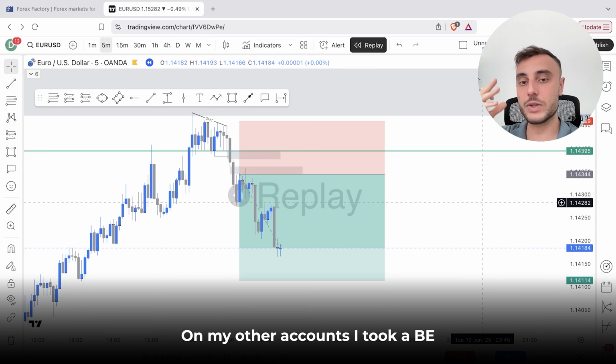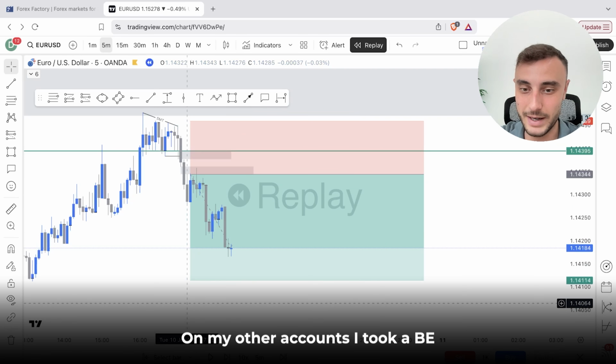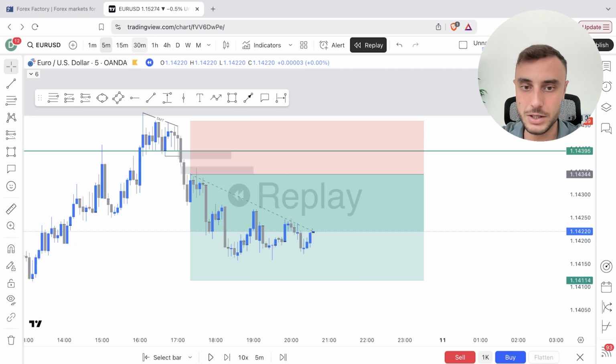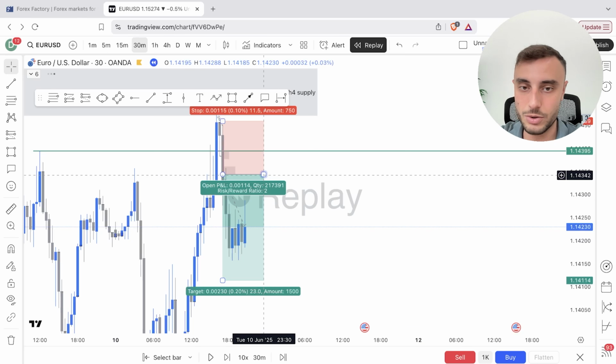However, on my other accounts I took a break even on this setup because price played out and then it eventually went higher. But let's go on the 30-minute to play it faster. What I wanted to show you guys is that it still went all the way. That's where it stopped me on the other accounts, but then price eventually smashed the final target as well.